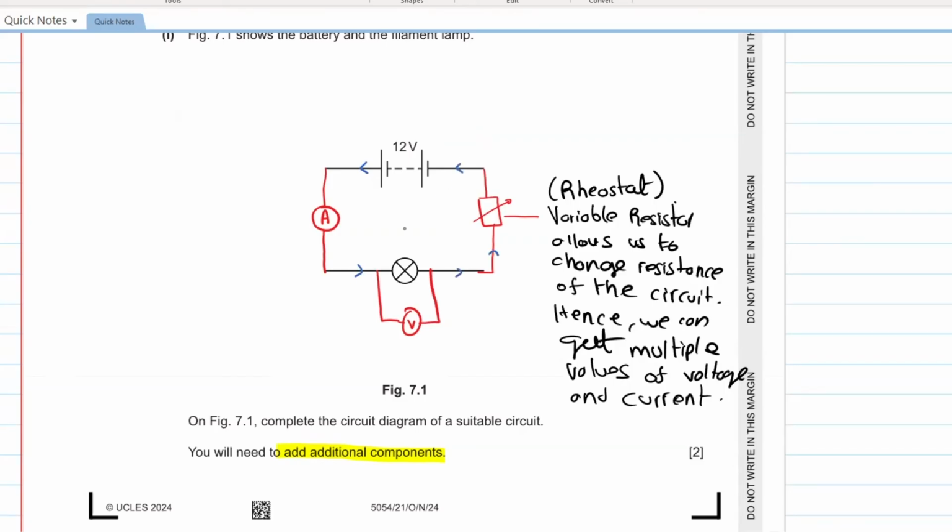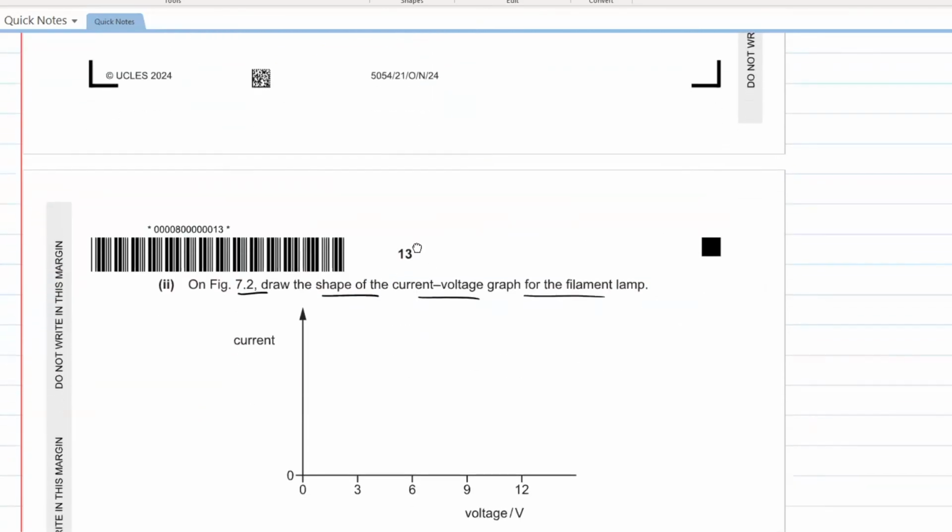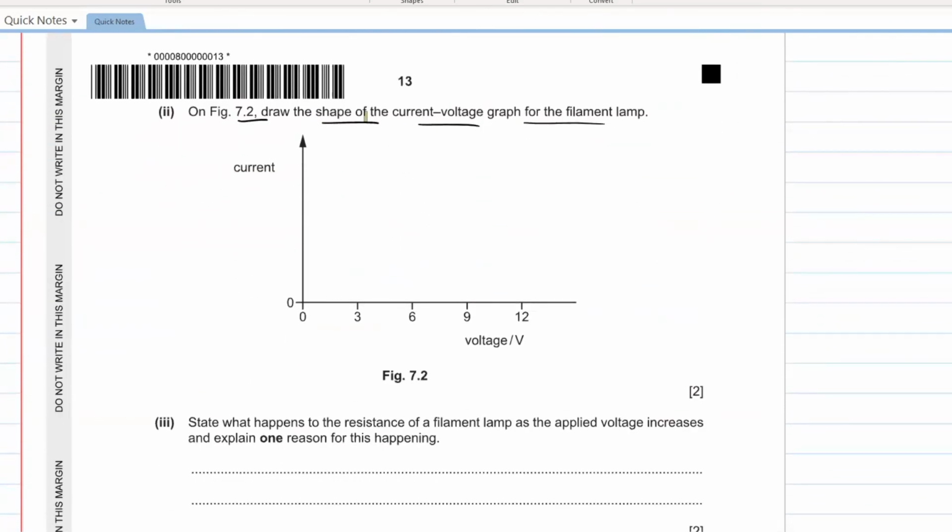ये आ गई आपकी direction of current. ठीक है. If we have to tell that, I don't think we have to tell that here, but you can mark it anyway. ठीक है. Okay, now we have to draw the shape of current versus voltage graph for a filament lamp.